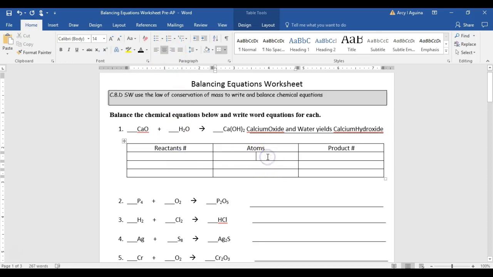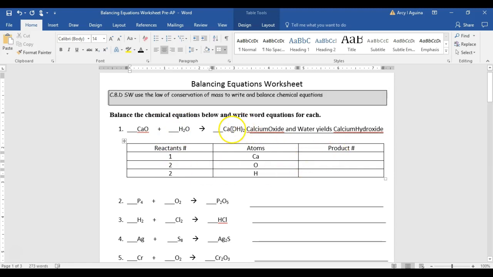On the rap sheet, the first thing you need to do is fill in the atoms that you have. The first atom I see is calcium, so I'm going to write calcium here. The second one that I see is oxygen, so oxygen goes here. And then the last atom that I see is hydrogen, so hydrogen goes here. And I see oxygen again, but since I already have it on the atom sheet, I'm not going to write it again. Now I'm going to look at the reactant side, which is before the arrow, and count how many I have. On the reactant side, I only have 1 calcium, so I'm going to put a 1 here. I have 2 oxygen, so I'm going to put 2. And for hydrogen, I have 2 hydrogen, so I'm going to put 2.